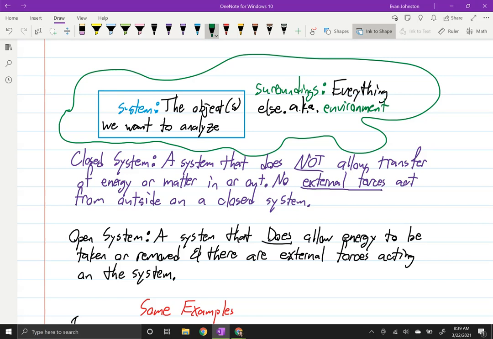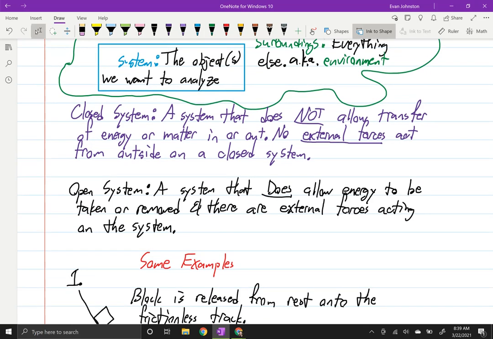So here's what I wanted to add a little bit. And if you're someone that was like, whoa, those multiple choice problems were super gnarly, this might be the thing that's really worthwhile to put down on page 101 in your notebook. It's that a closed system is a kind of system that does not allow transfer of energy or matter in or out. It's like a sealed box is the way I like to think of it. And more importantly, there are no external forces that act from outside on a closed system.